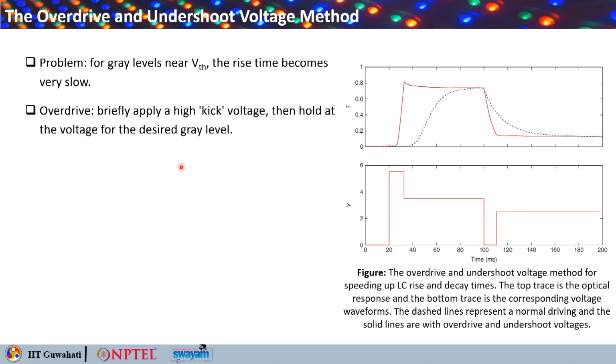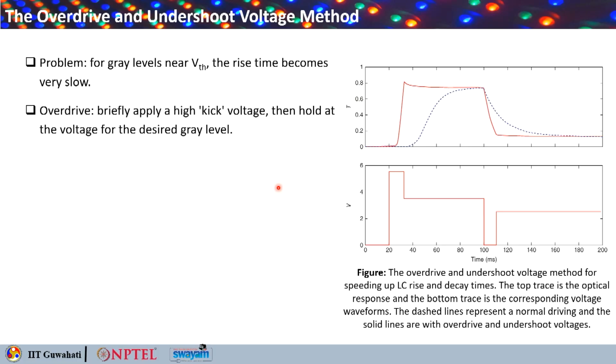Okay, so what can we do? We can use the overdrive trick. Instead of jumping straight to the target voltage, apply a brief, much higher overdrive voltage pulse to rapidly kick the director into motion, and then you drop it and hold the voltage at the actual target level that is required for the desired gray level, once it is reached.